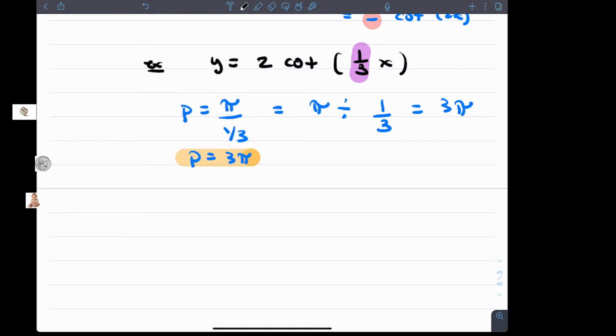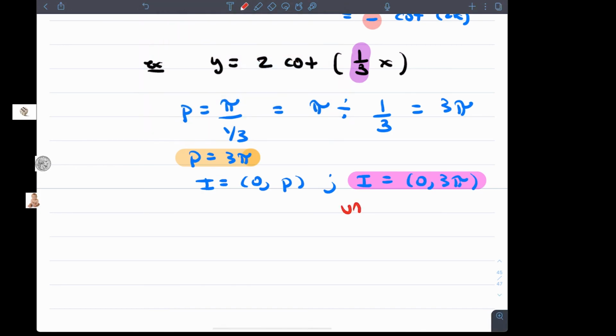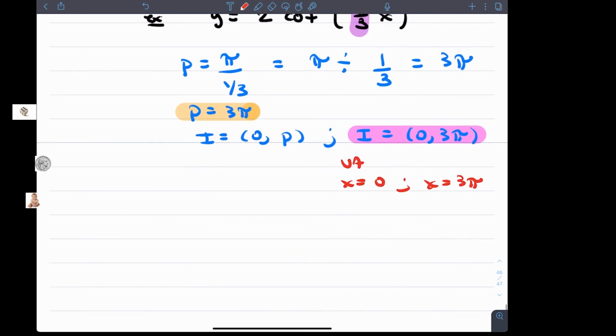Okay, interval of 1 cycle. What do you guys call that one? Interval of 1 cycle goes from 0 to the period. Is that right? Is that 0 to 3 pi? Okay, there we go. And that means my vertical asymptotes happen at x is 0 and x is 3 pi. Okay? So you guys are good with that. All right.